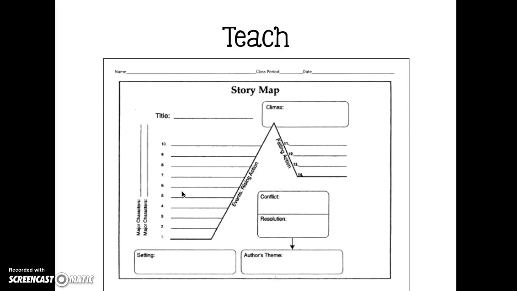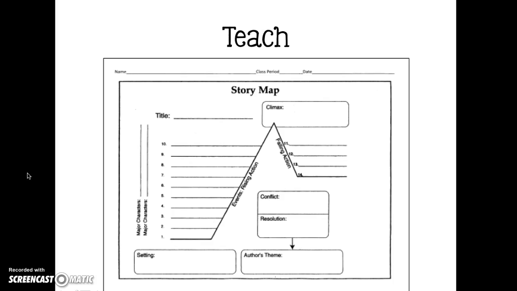that has a need or that wants something, but then something gets in the way of that. So they have to overcome that problem in order to get what they want, or sometimes not get what they want. So this right here is a sample of a story map.